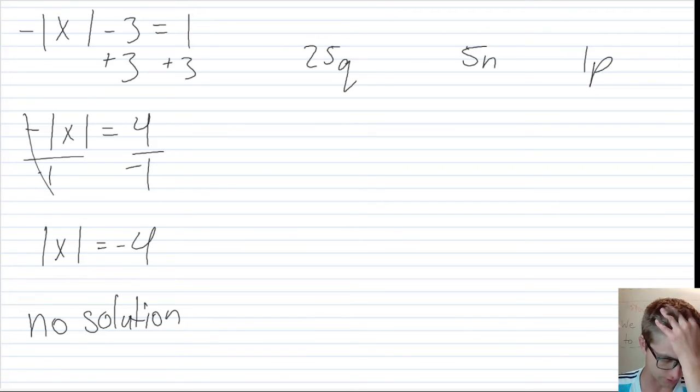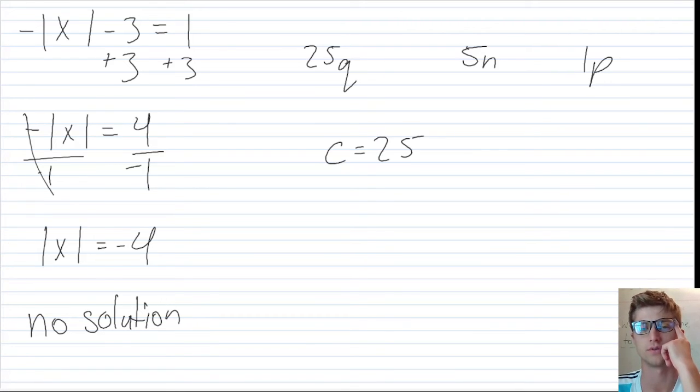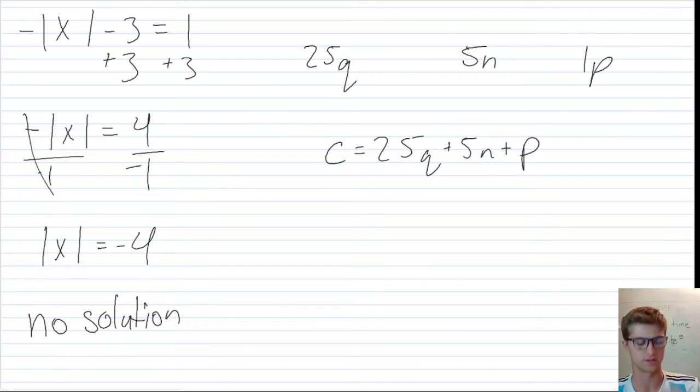So we want to know the total number of cents if we have quarters, nickels, and pennies, so we just add them all up. The total number of cents equals 25 times the number of quarters plus 5 times the number of nickels plus the number of pennies you have.